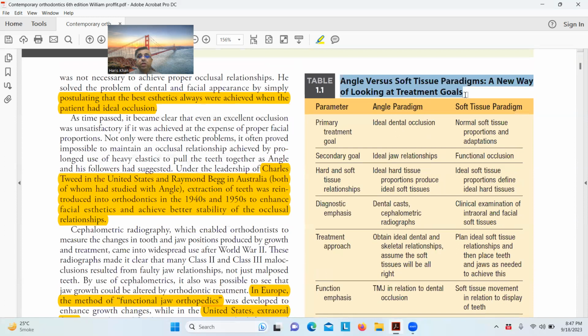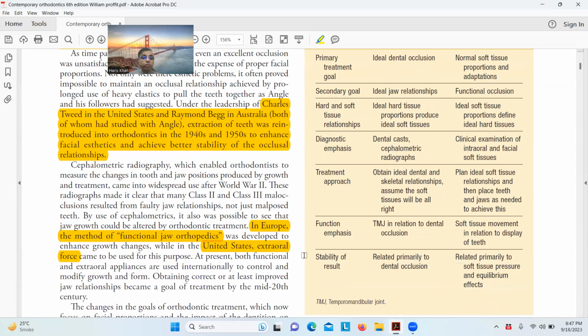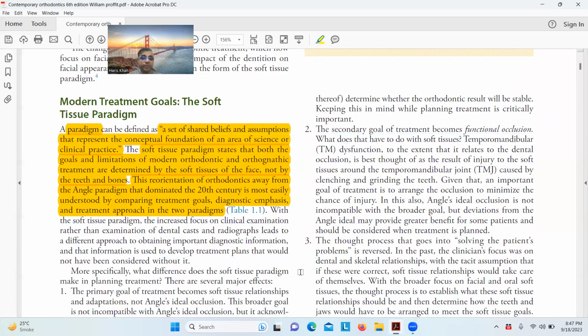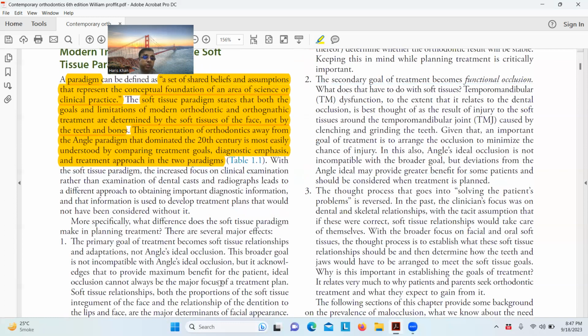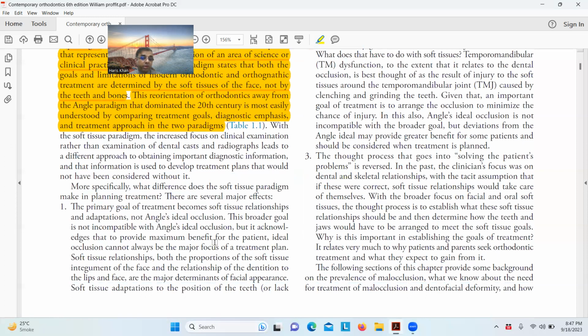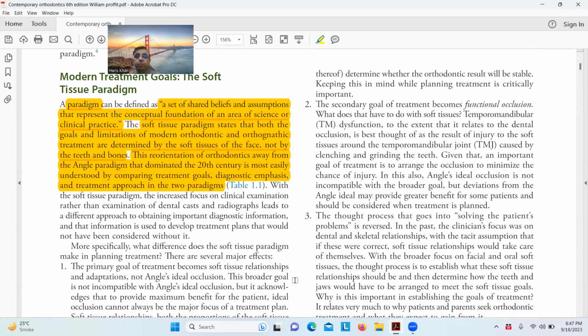So these things are written here, but again, you have to memorize this table, right? And in the exam, if someone is going to ask, or if there's a sort of discussion, this table is more than enough. So you can give a read to this part, right? Because the same is written above it. But eventually the table is more than enough to memorize, right? The broader goal is not incompatible with Angle ideal occlusion, but acknowledges what provides maximum benefit to the patient. Ideal occlusion cannot always be the major focus of the treatment plan. Soft tissue relationship, both the proportion of the soft tissue integument of the face and the relationship of the dentition to the lip and face, are the major determinants of facial appearance. Soft tissue adaptation to the position of teeth, or lack thereof, could determine whether the result will be stable. That is critically important, right?